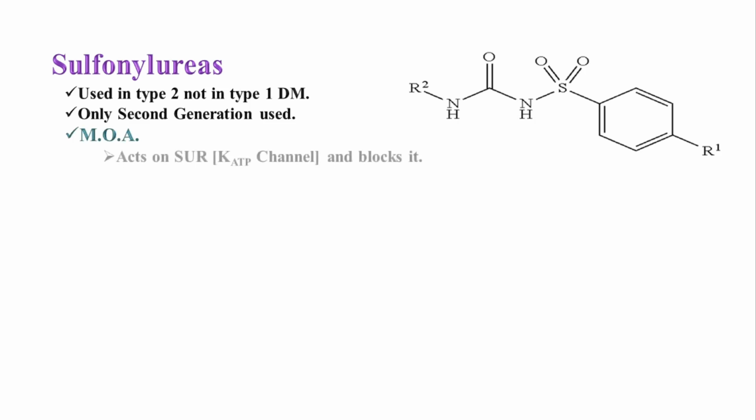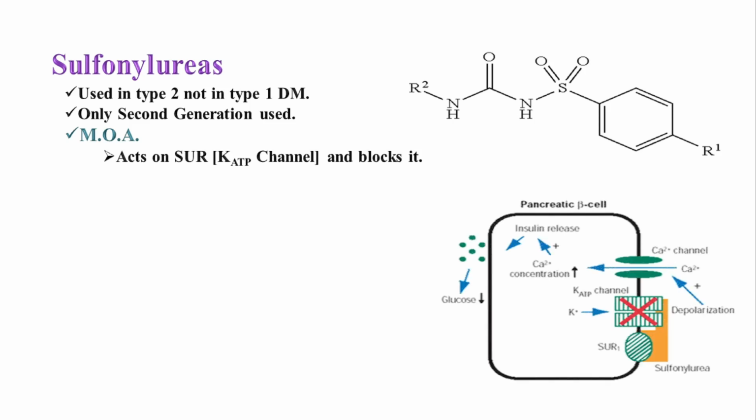The mechanism of action is very simple. It acts on the sulfonylurea receptor. The sulfonylurea receptor is actually located on the potassium ATP channel and blocks it. You know what will happen next. There will be partial depolarization, influx of calcium and efflux of insulin. Simple. So this is our plan: block the potassium ATP channel, cause partial depolarization, calcium channel should open and insulin release should happen.